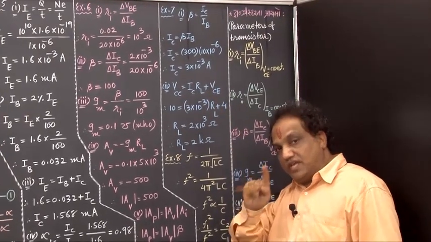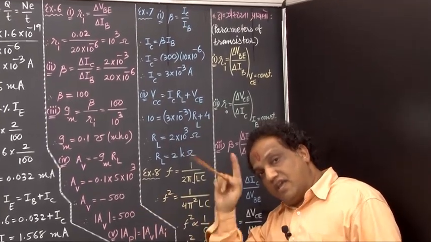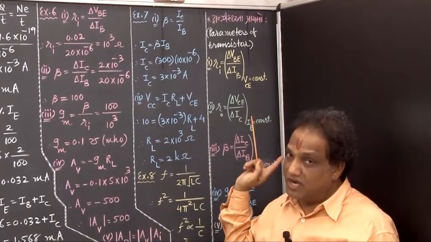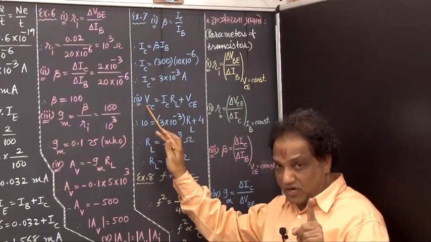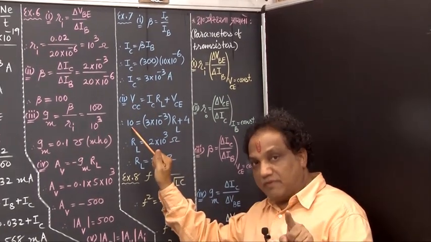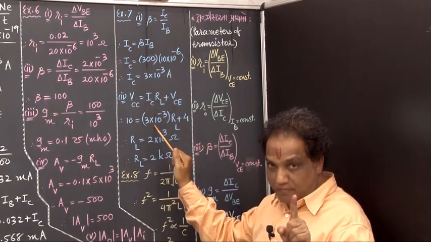Correct? So please remember every formula in the theory. Anytime any formula will be useful to you in the numericals. VCC is called collector supply voltage, which they have given in the statement as 10 volt. This IC we have found out, 3 into 10 raised to minus 3 ampere.